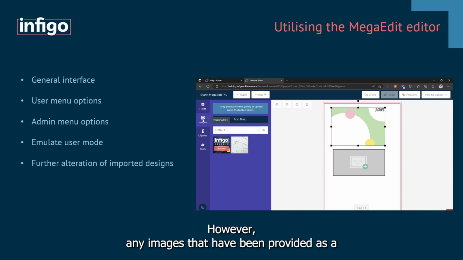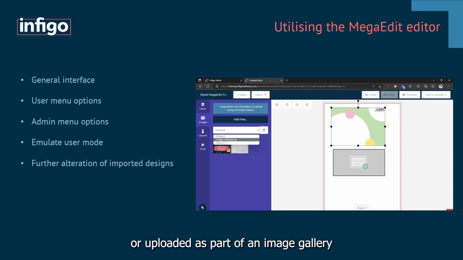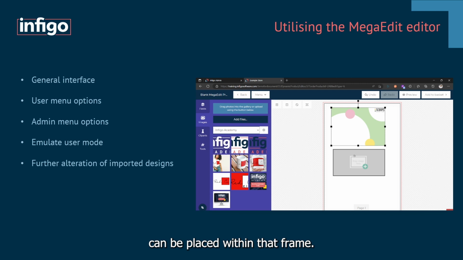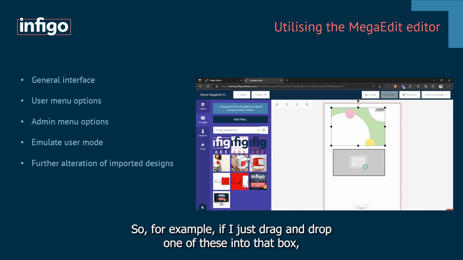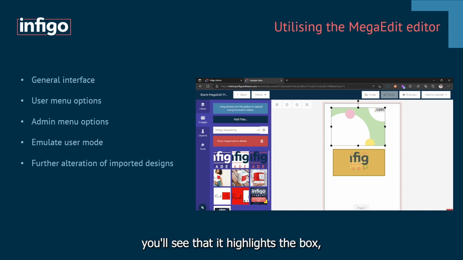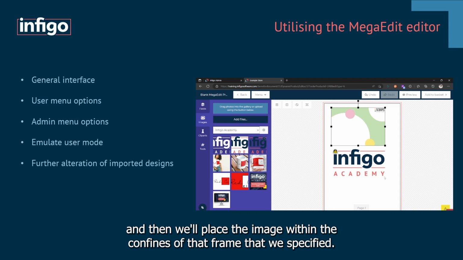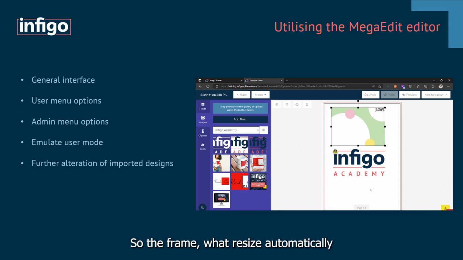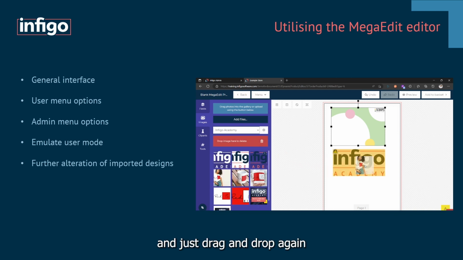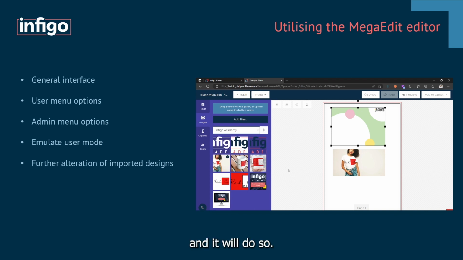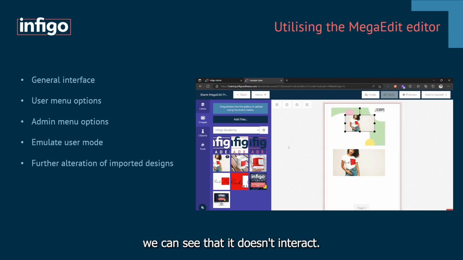However, any images that have been provided as part of an image gallery, or are uploaded as part of an image gallery, can be placed within that frame. So for example, if I just drag and drop one of these into that box, you'll see that it highlights the box and then places the image within the confines of that frame that we specified. So the frame won't resize automatically. If I want to override that image, I just drag and drop again, and it will do so. However, if I try and drag an image over a clip art, we can see that it doesn't interact. It's a separate element.